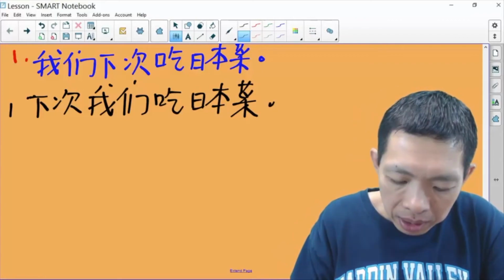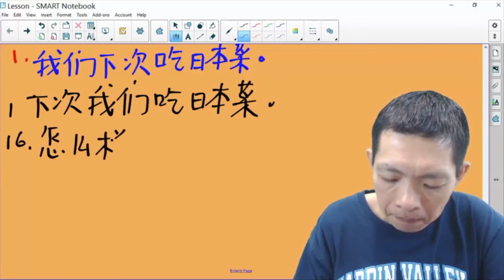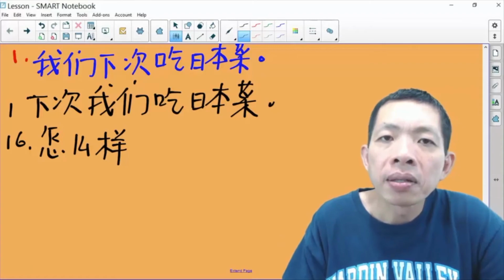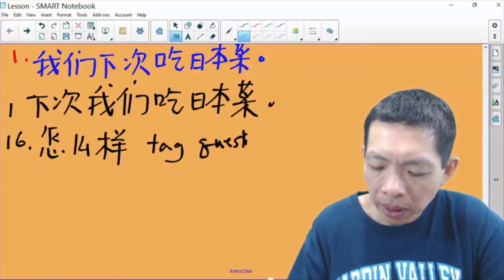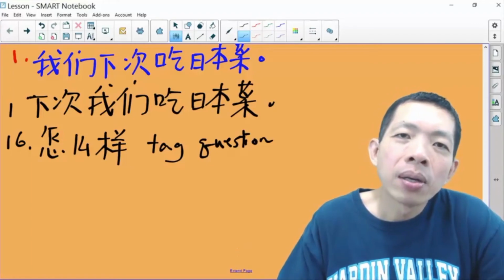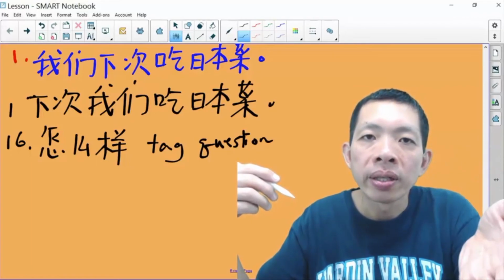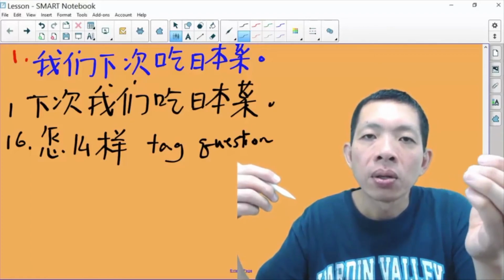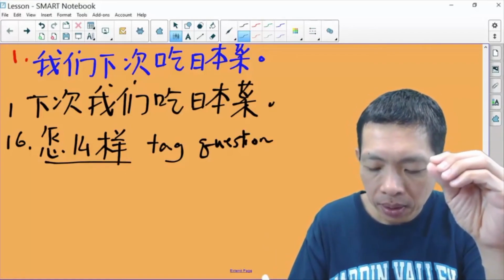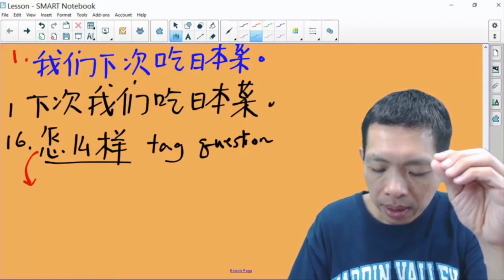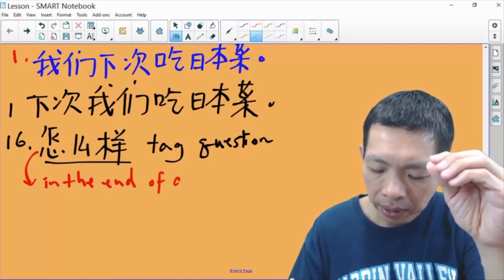Number 16, 怎么样. 怎么样 means how does it sound? This is what we call the tag question, and we're gonna have a grammar point on this one. What is a tag question? A tag question is something you want to confirm. In English we say, hey, this is your car, isn't it? This is a tag question, you just want to confirm that. So 怎么样 you always put at the end of a sentence.